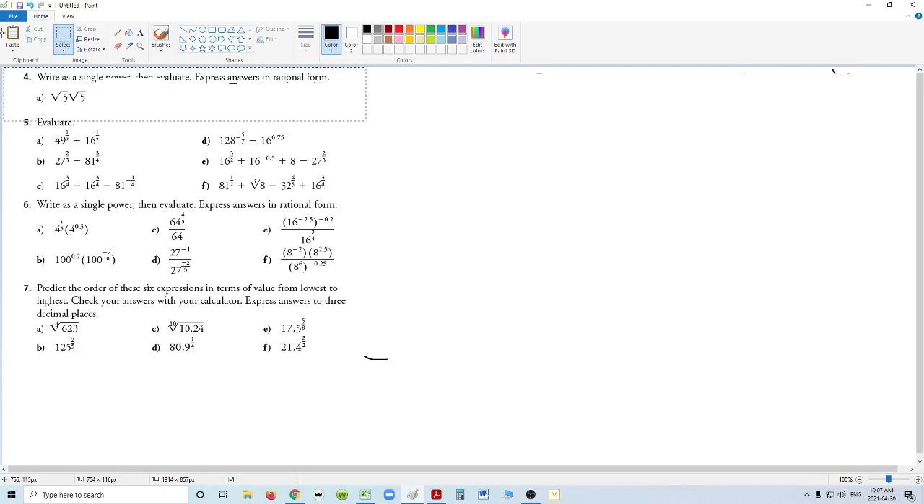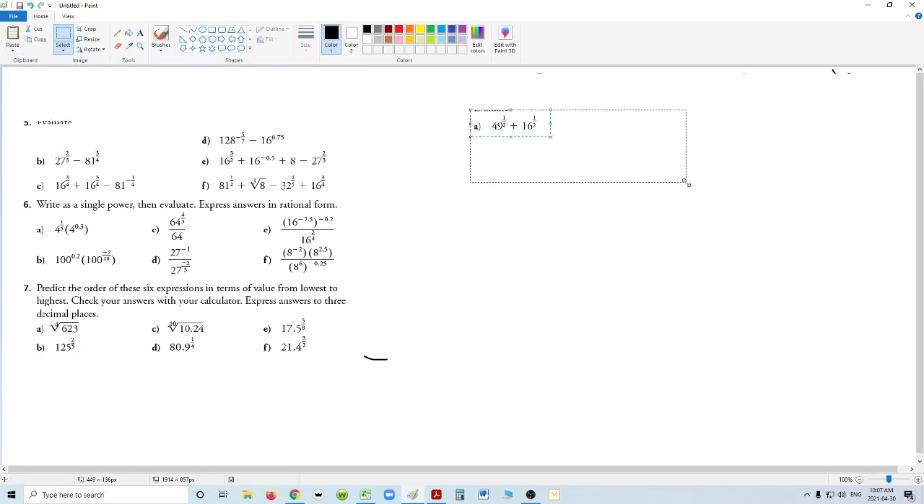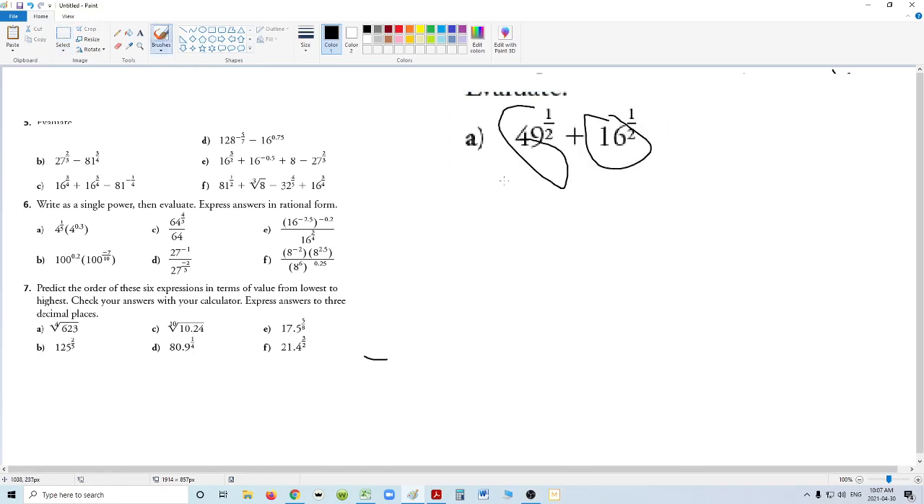So that's that one. Evaluate, which means they want the answer. So clearly, you can't add these. But you can take the results, and I'm not quite sure why they're doing that. This is the same as square root of 49, the same as square root of 16, which is 11. Is there a point to that? Not really. You cannot add roots, whether they're the same base or not.